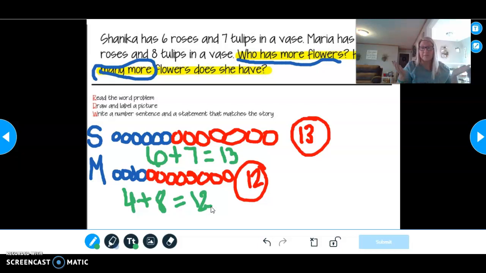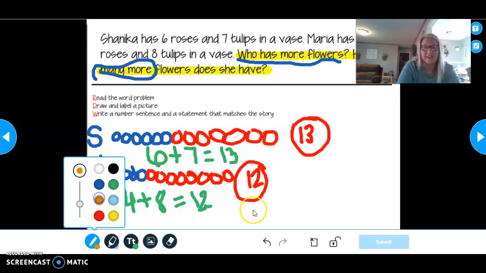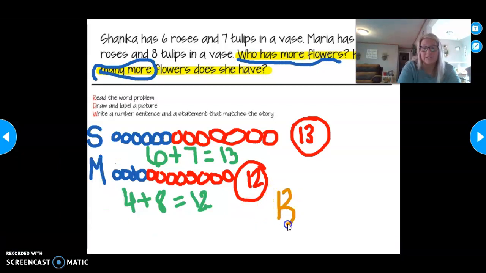The other question says, how many more flowers does she have? So think in your head, what 2 numbers are we going to subtract? Are we going to subtract the 6 and the 7? The 4 and the 8? Or the 13 and the 12? If you said the 13 and the 12, you're correct, because those are the total numbers. So to answer the second question, we would do 13 minus 12.